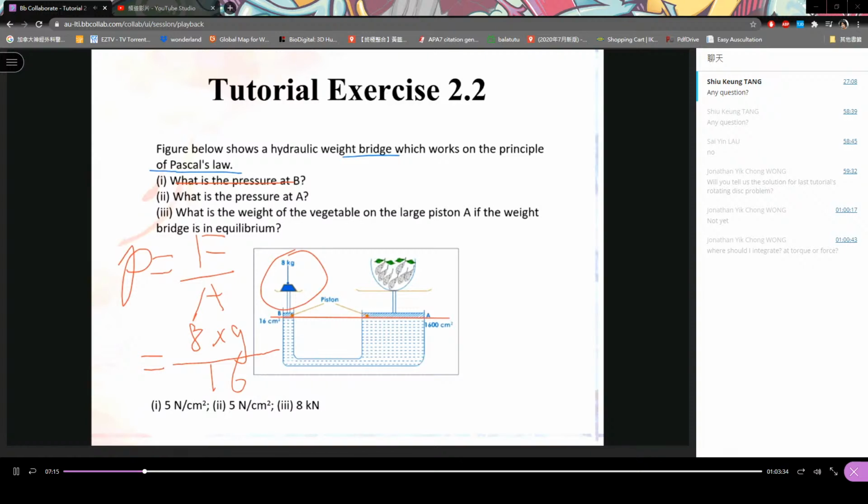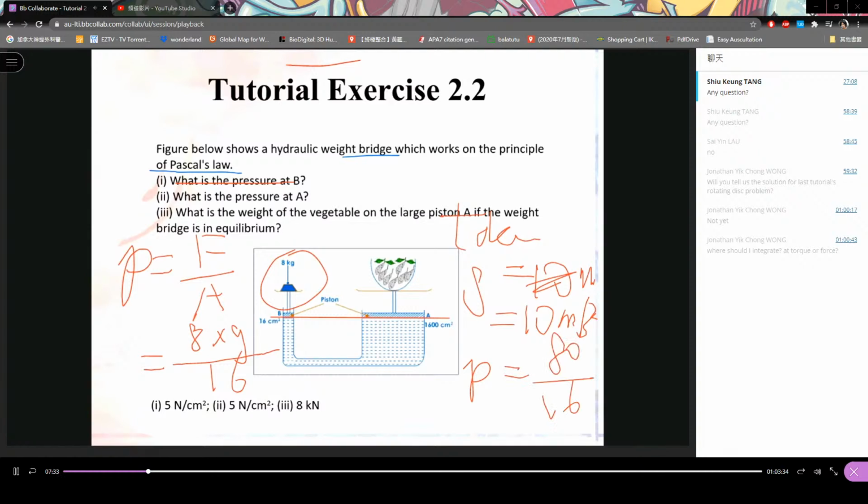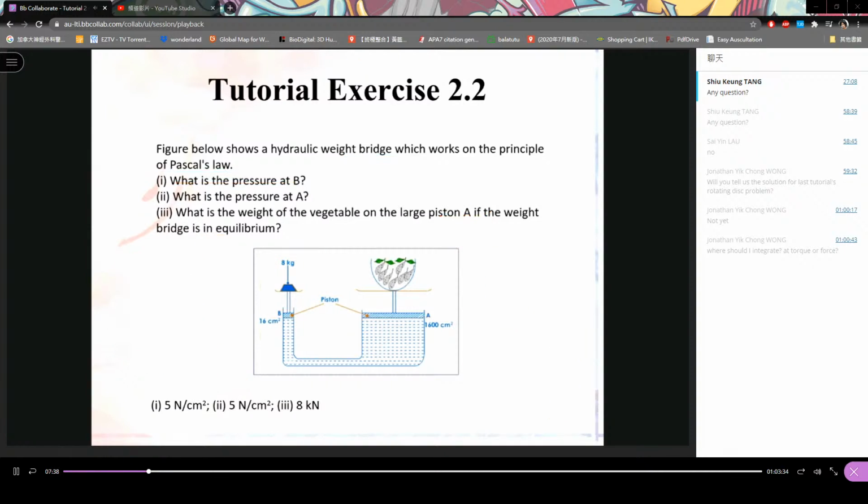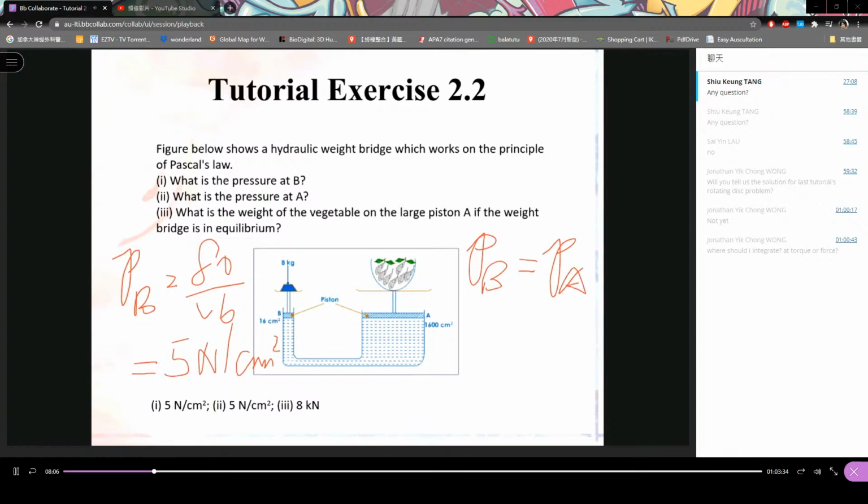For simplicity, we take g equal to 10 meters per second squared. So the pressure equals 80 divided by 16. The pressure at B is 80 divided by 16, which is 5 Newton per square centimeter. We understand by Pascal's law that the pressure of a fluid at a fixed level is constant. So PA equals PB, and PA equals 5 Newton per square centimeter as well. Fine, nice.